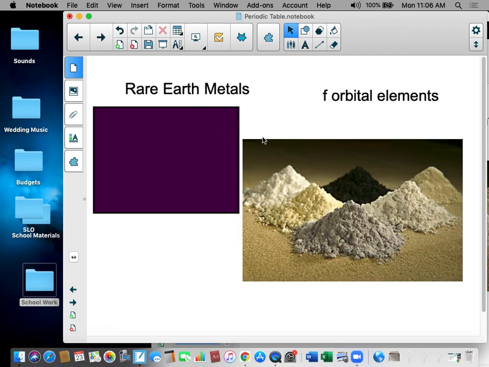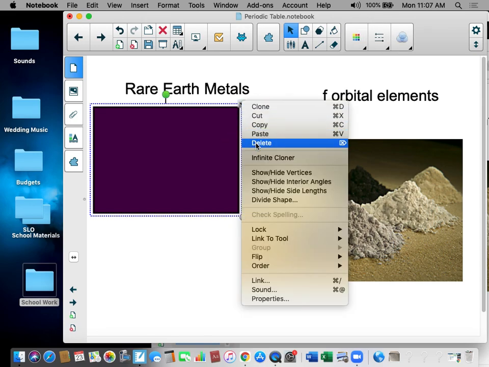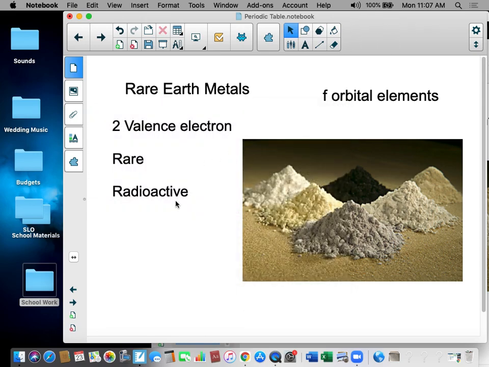Now, the last group we have there, all the way in the bottom, the F shells, those are rare earths. Rare earths have 2 valence electrons. They're rare, and they're extremely radioactive because they're so big.